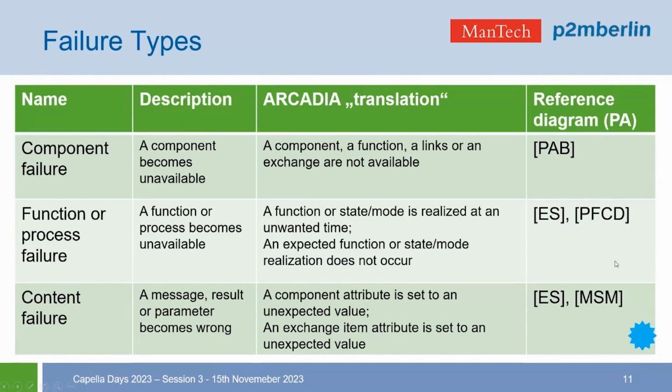And this would be represented on an exchange scenario or a physical function description scenario diagram. The third one is a content failure, and this would mean an attribute is set to an unexpected value. Either it's a component attribute or an exchange item attribute, and this would give rise to certain states or modes that we would see in a state machine diagram or an exchange scenario.